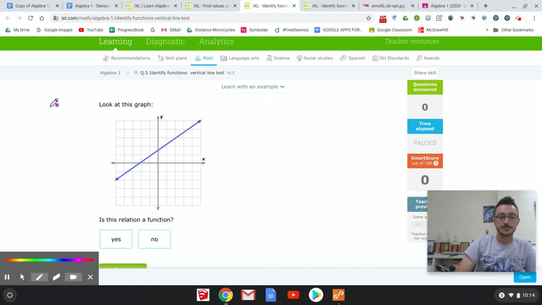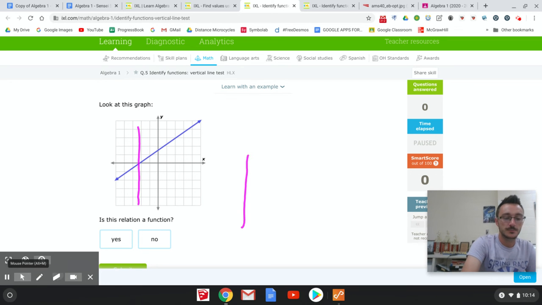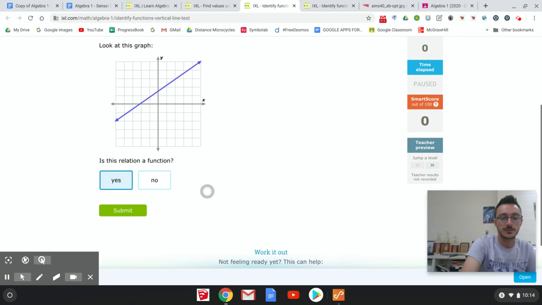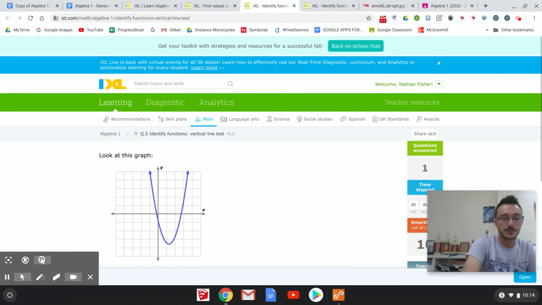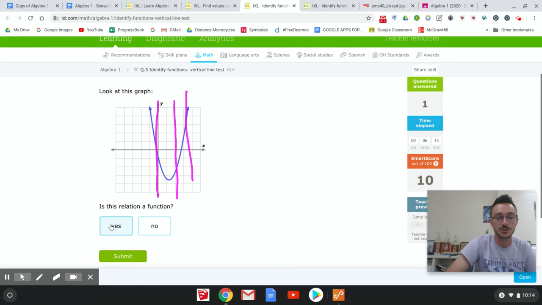Anytime you can, let me rephrase that. If I draw a vertical line in here and I only hit their line, the blue one, once, I'm good. So that means it is a function. So that is a function. However, this is another example. Vertical line here, only touch once, only touch once, only touch once. There's nowhere where I would hit more than once. So this is another example of a function.